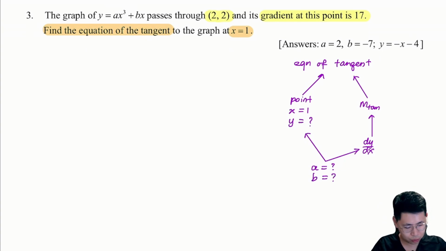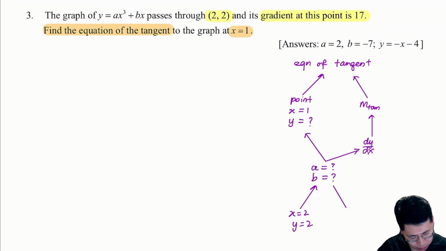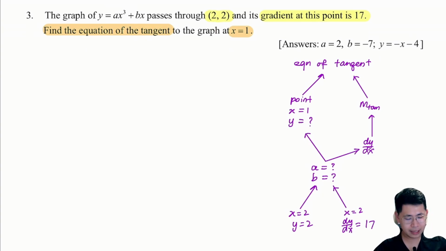So how we are going to do this is we're going to make use of these two ingredients over here. We have the point (2, 2), so x equals to 2, y equals to 2, to solve partially this. And at the same time also the gradient, at x equals to 2, the gradient is dy dx equals to 17.